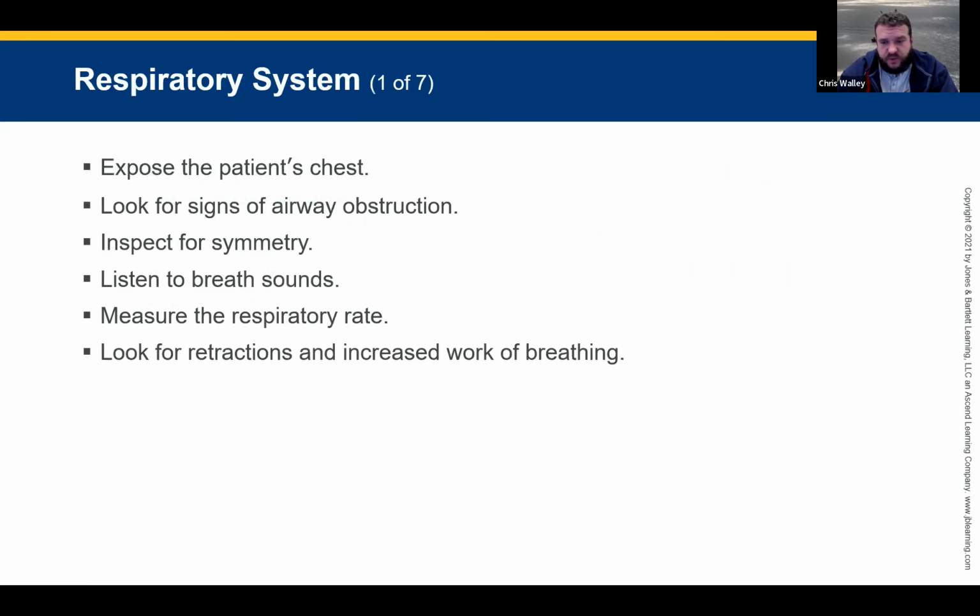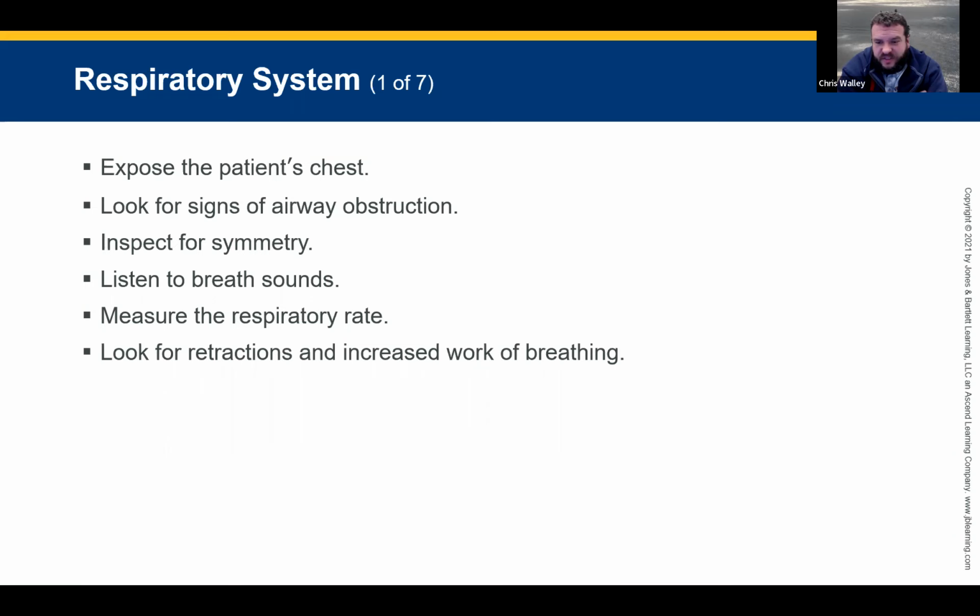All right, so the respiratory system. Expose the patient's chest, because if you can't see it, you can't treat it. Look again for signs of airway obstructions as well as trauma to the neck or chest. A lot of times we'll call them strip and flip. We cut their clothes off, flip them over to make sure everything's okay. That's a traumatic situation that we do that. We're not going to do that for grandma that slipped, tripped, and fell in the nursing home.